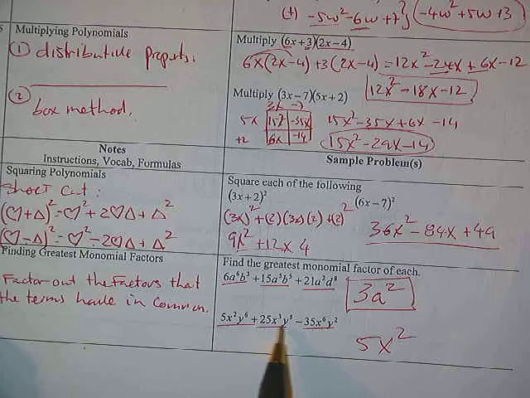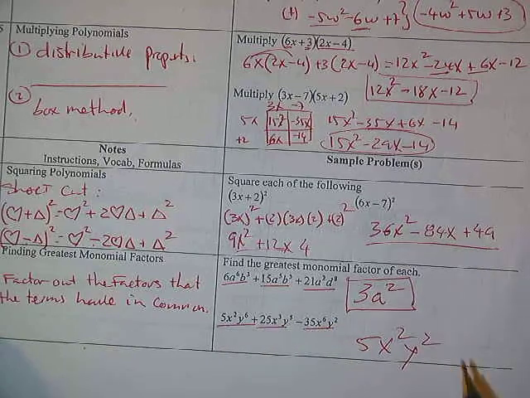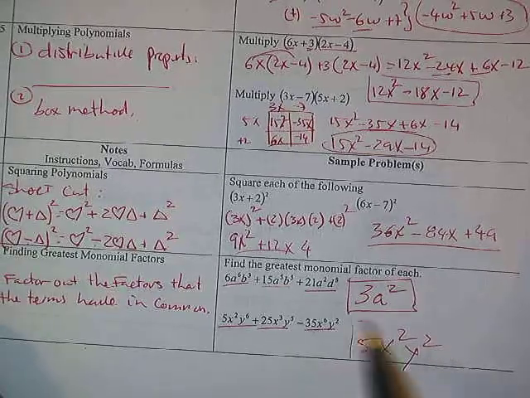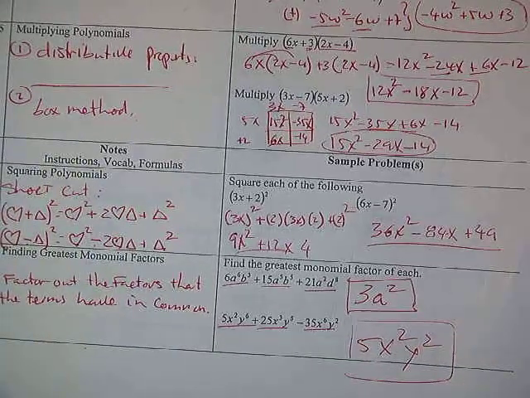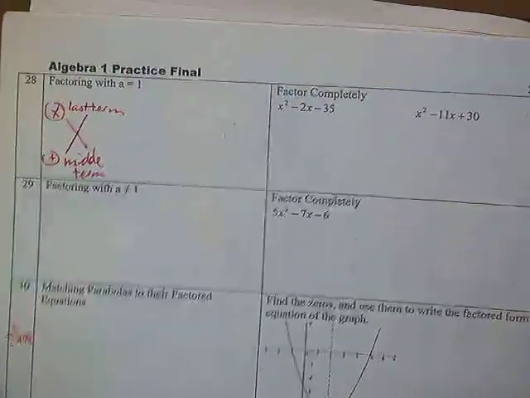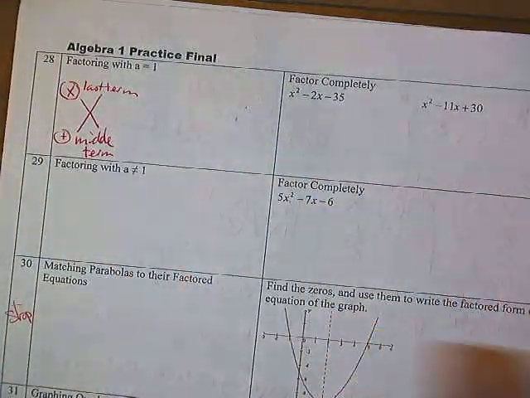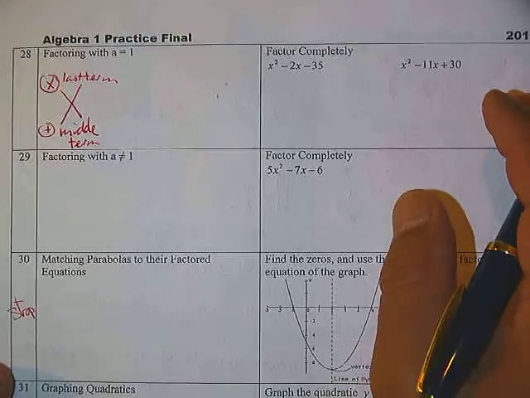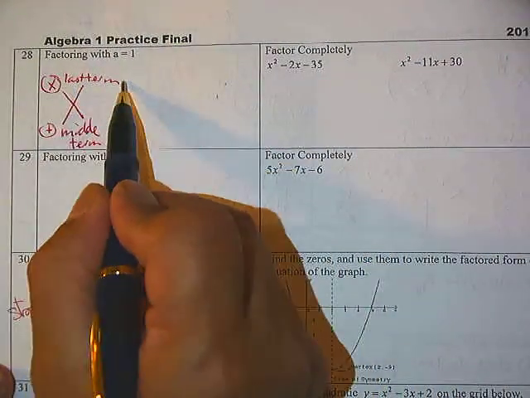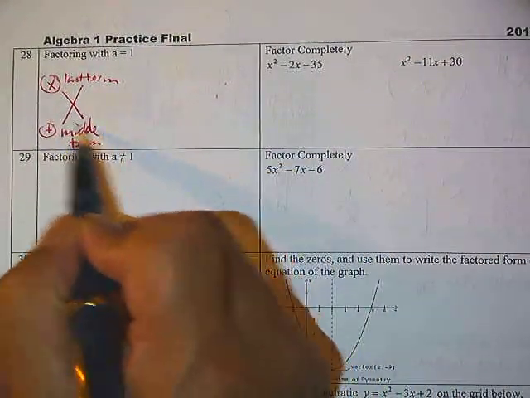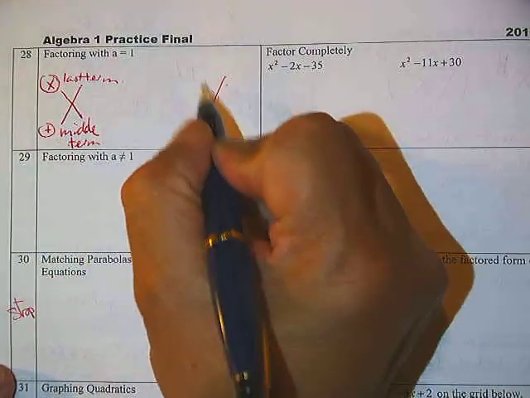What about down here? Between 5 and 25 and negative 35, you can factor out a 5. And this one's x squared, this one's x cubed, this one's x to the 6th. The most you can factor out is the smallest x, so that's x squared. And then this is y to the 6th, that's y to the 5th, that's y to the 2nd. Y to the 2nd, the smallest number, that's all you can factor out. There you go, that's 27.